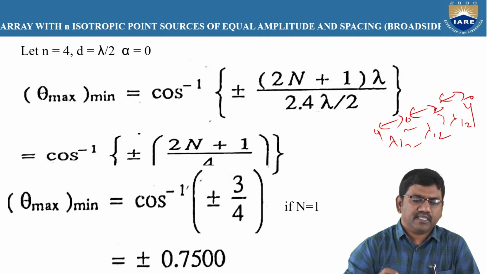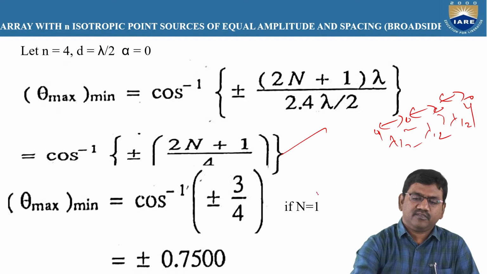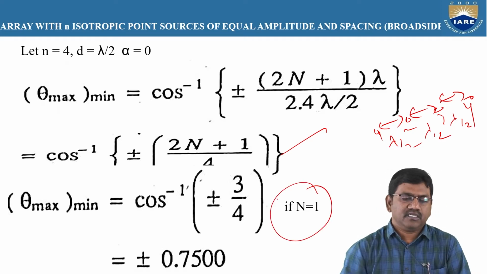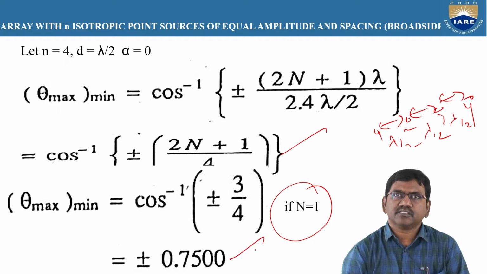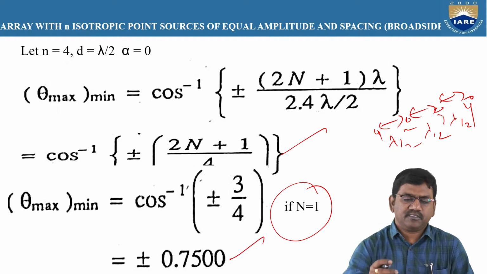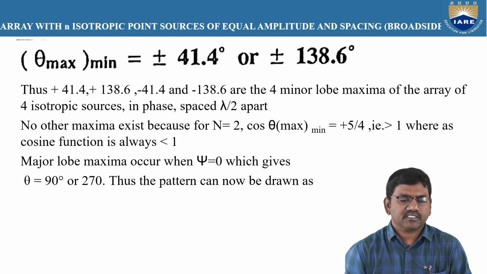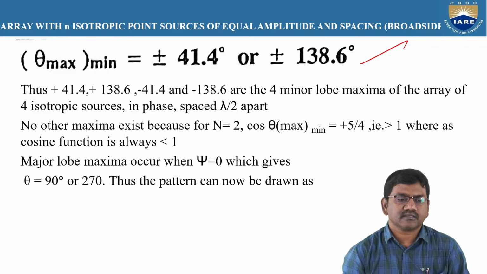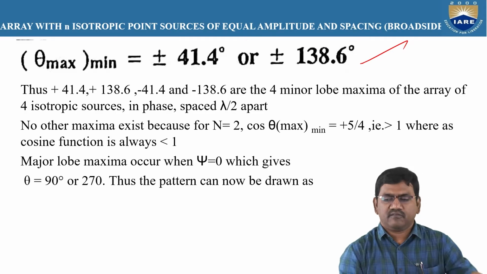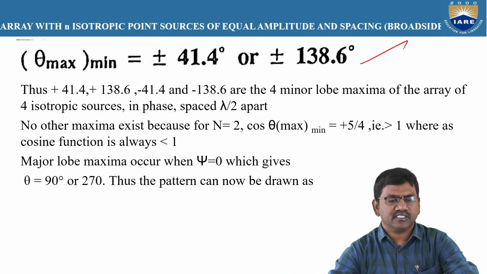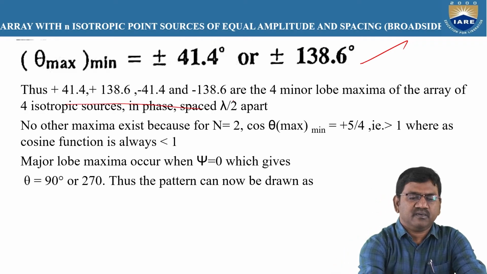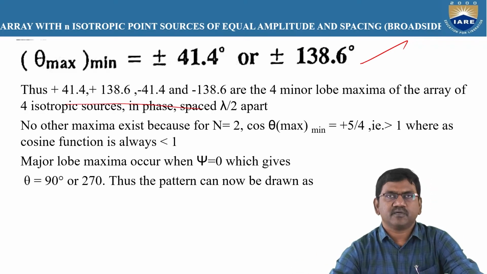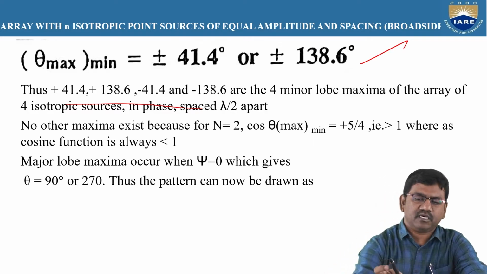maxima. So for the minor lobe maxima you will get (2N plus 1) by 4. If capital N is equal to 1, you will get the minor lobe maxima as plus or minus 0.75. So the theta max value will be in the direction of plus or minus 41.4 or plus or minus 138.6 degrees. So these, plus 41.4, minus 41.4, plus 138.6 and minus 138.6, are the 4 minor lobe maxima of the array of 4 isotropic sources in phase spaced lambda by 2 apart.